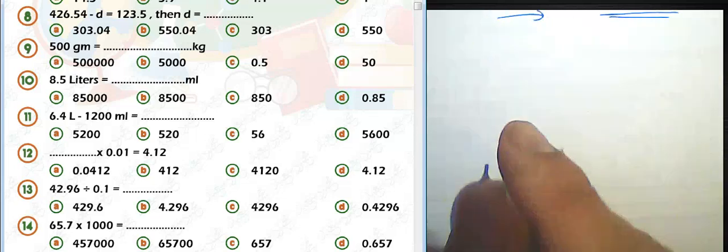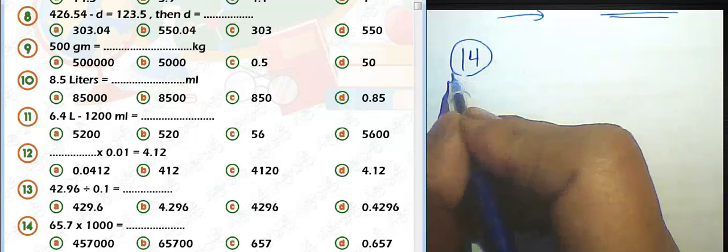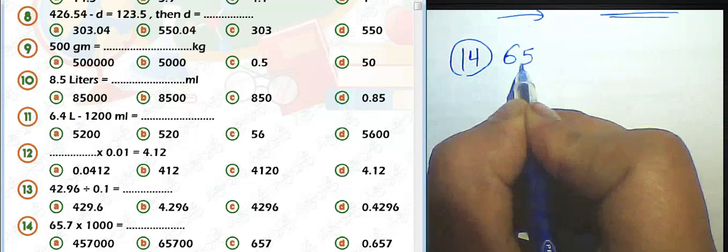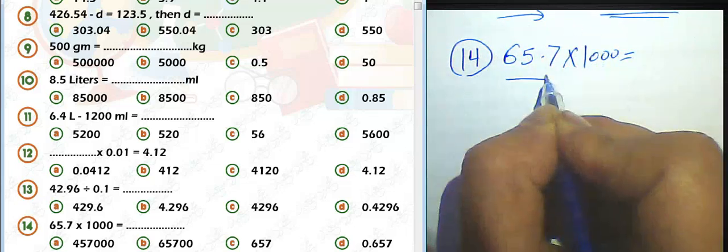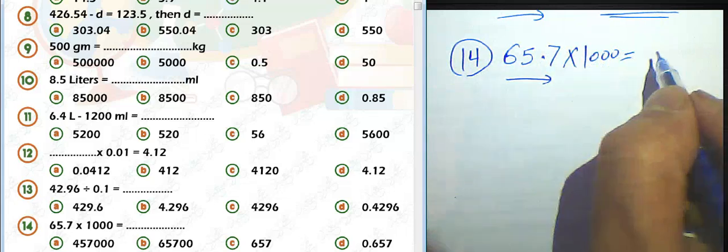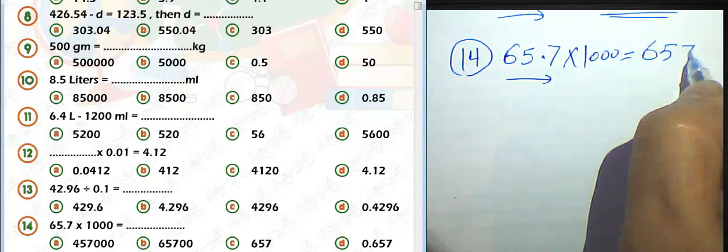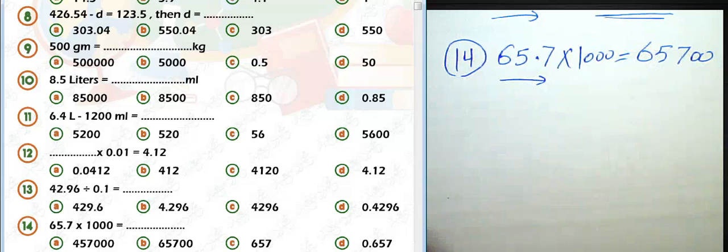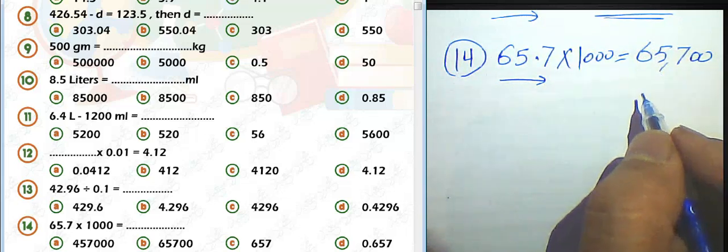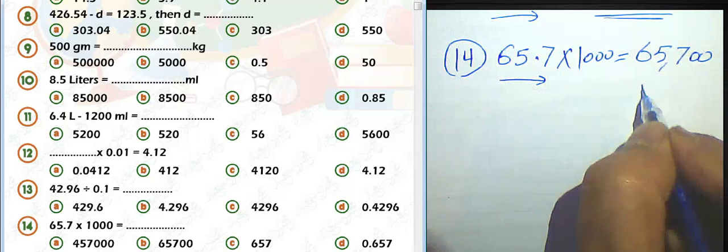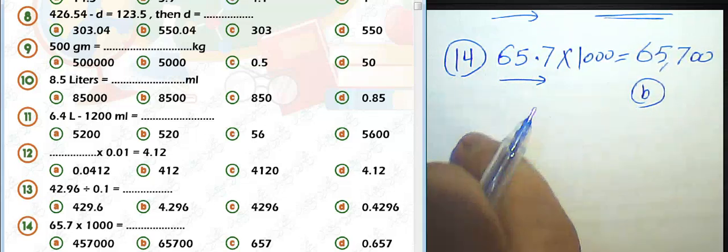Question 14. 65.7 multiplied by 1000, we must move the point to right hand side by 3 digits. The result will be 657 and that is 0. Okay, the result will be 65,700. 65,700, letter B. Okay, about question 14.